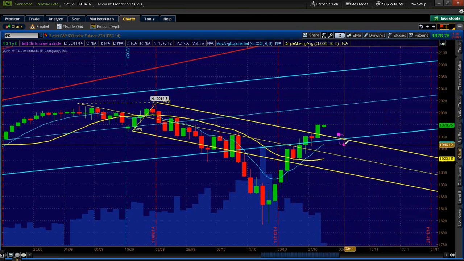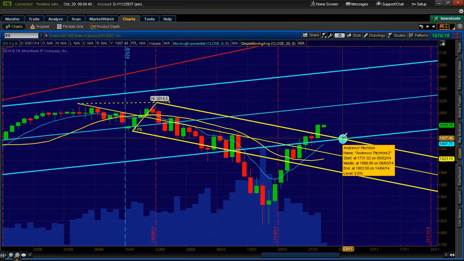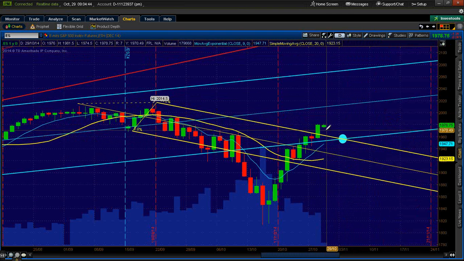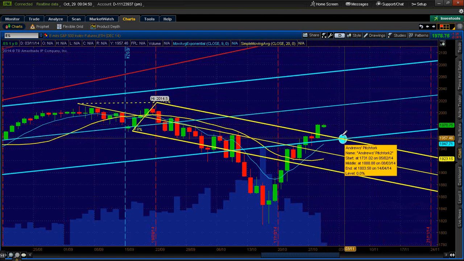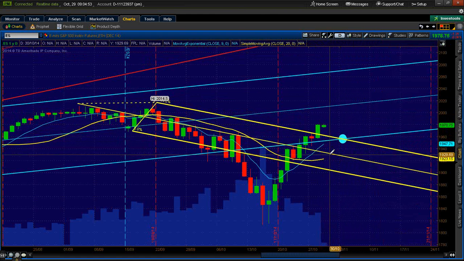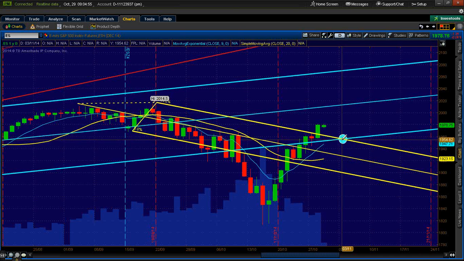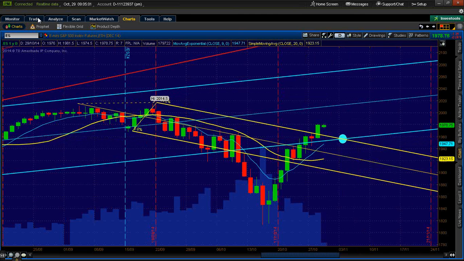This doesn't come into play until November the 3rd, so next week. So we could easily chop around in here and then come down here, or come all the way down here and then come up and test it. So I'm really watching this energy point at the 1956, 1957 level.